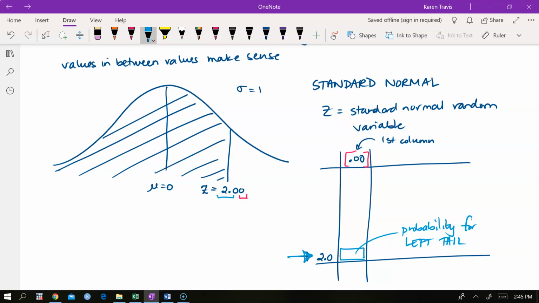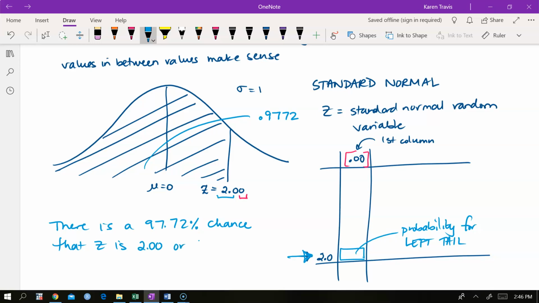So when you look at the table there, what you should see is 0.9772. And that means all of that area is 97.72%. So we would say there is a 97.72% chance that Z is 2.0 or below.